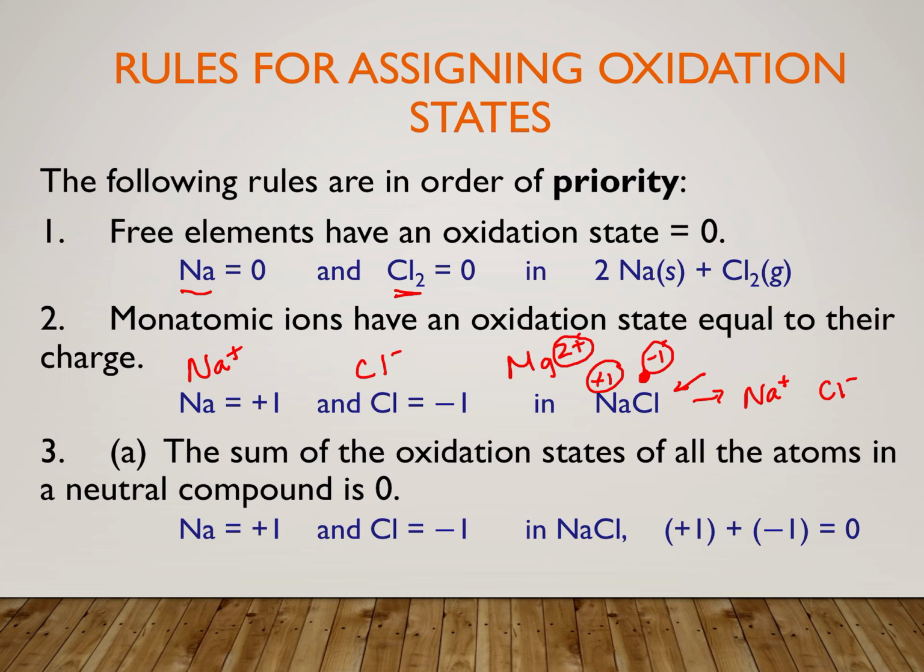So if we have an ion in an ionic compound, then its charge is going to equal its oxidation state. If we have something where it's not as clear and you're trying to figure out your mystery charge, you'll use rule 3A, where the sum of oxidation states of all the atoms in a neutral compound is 0. Like in sodium chloride, a neutral compound, our +1 and our -1 add together to give 0 for the entire molecule because it's not charged.